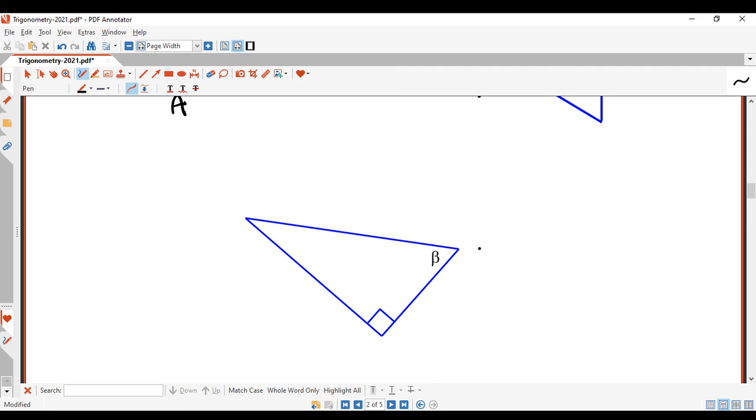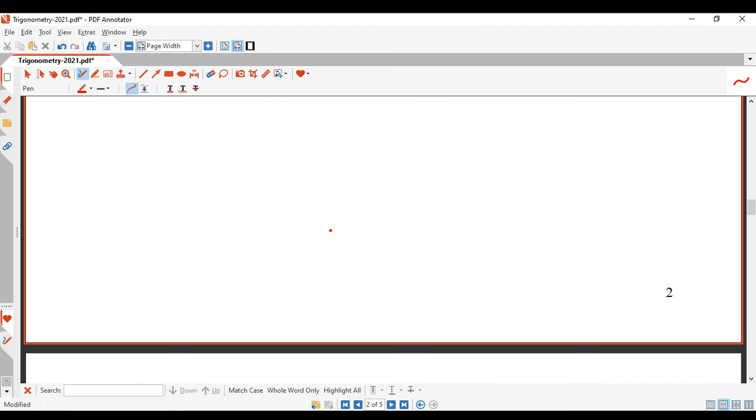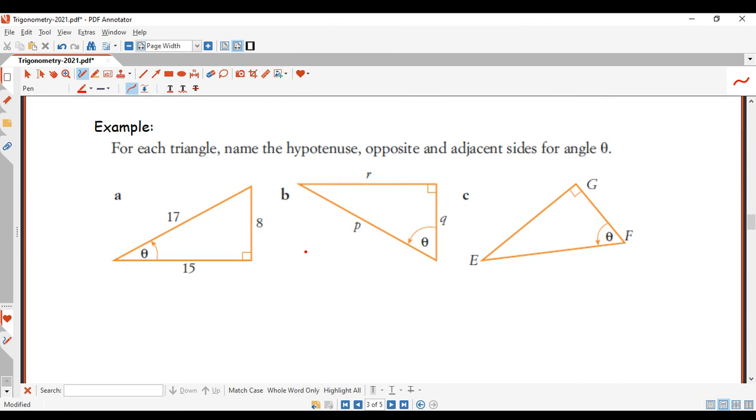Okay, let's try this one. This time the marked angle is beta, Greek letter. There we go. So I want you to label the sides opposite, adjacent, and hypotenuse. So start off with hypotenuse, and then we've got the side furthest away from the angle is the opposite side, and then we have the adjacent side here. Okay, so we've got opposite, adjacent, and hypotenuse. Okay, all right, so let's have a look at these questions now. You could do the same thing for these questions. For each triangle, name the hypotenuse, opposite, and adjacent. Have a go.